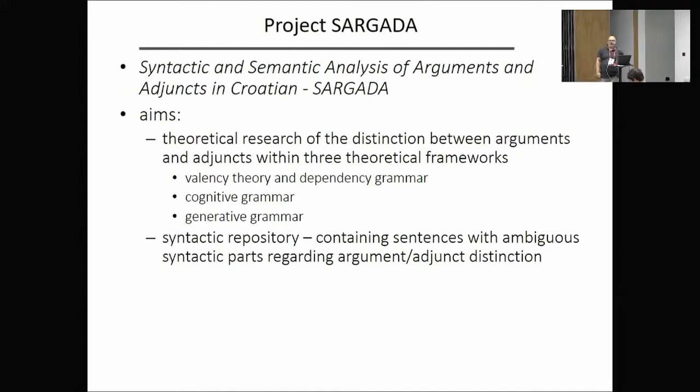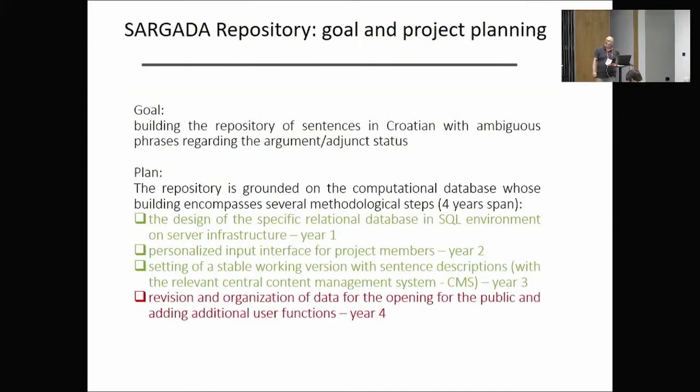The applied part of the project was to create some syntactic repository or some little database which will contain sentences with these ambiguous syntactic parts or elements, sentence elements, regarding this argument and adjunct distinction. The project lasts 4 years, and we have already done 3 years of the project. So these first phases in green are already done.